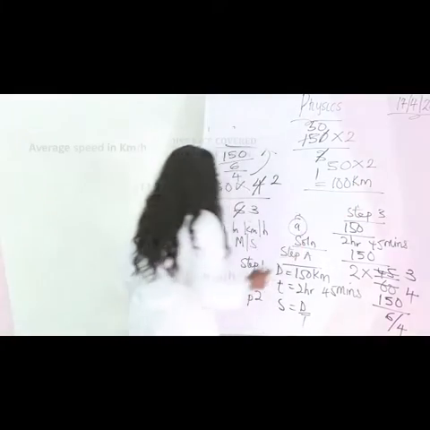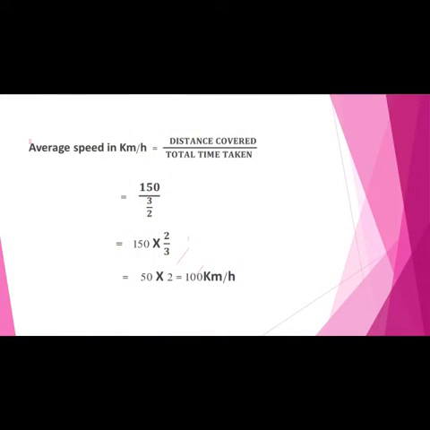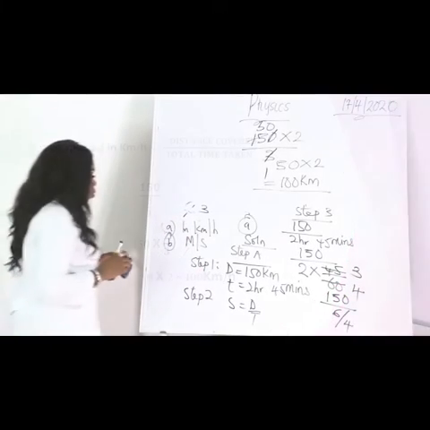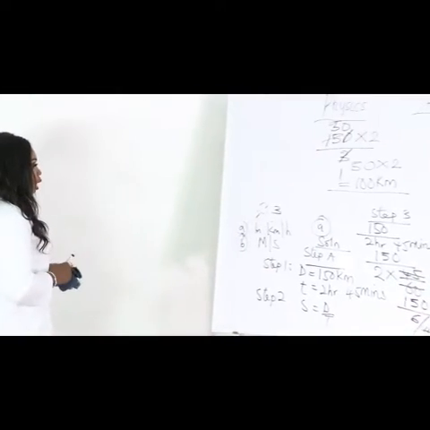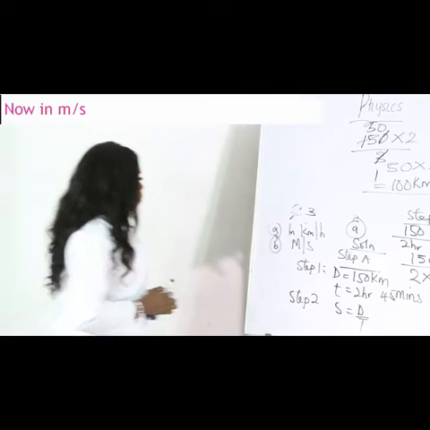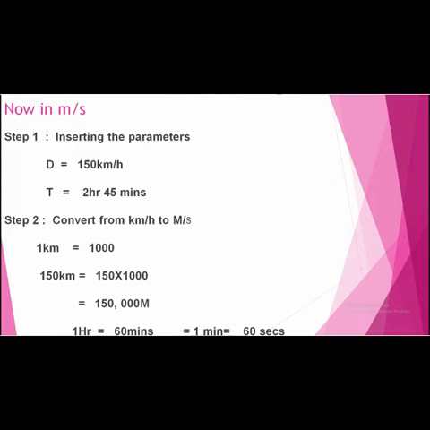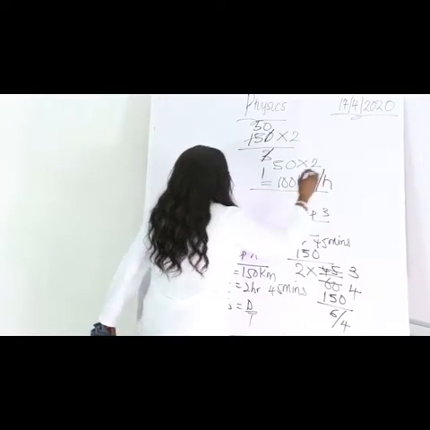That's the final answer. Having said that, we quickly want to come in and solve for meter per second, because all this lot we've just done was for kilometer. We want to now do that of meter per second. Solving in meter per second. Don't forget our final answer here is 100 kilometers per hour.